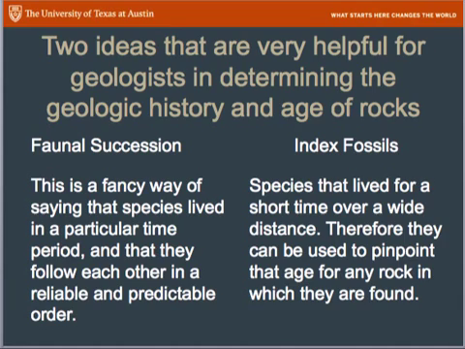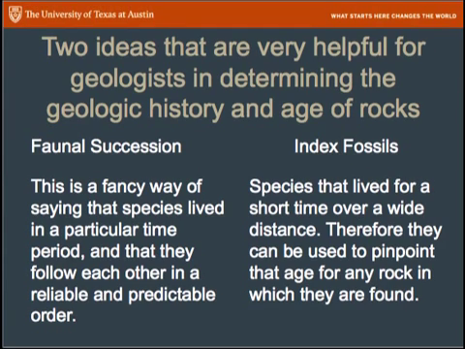One is called faunal succession, which is just a really fancy way of saying that species that lived in a particular time period follow each other in a reliable and predictable order. So, in other words, we always see trilobites in really old rocks, we see fishes coming in later than that, we see amphibians coming in later, and mammals later, and hominids later still.